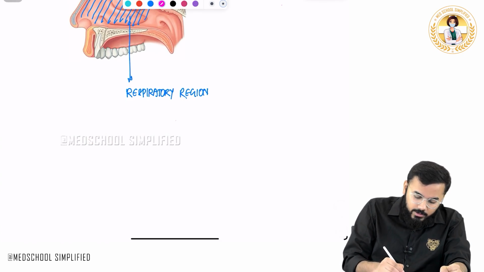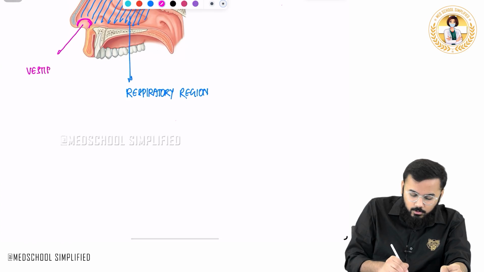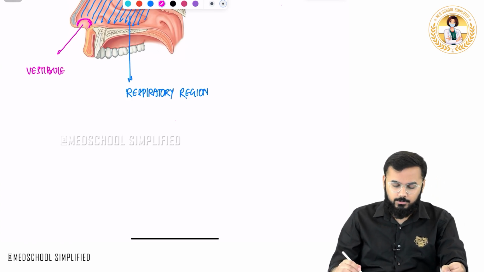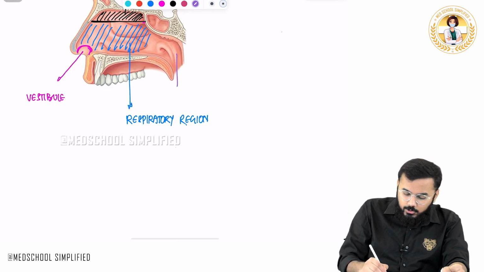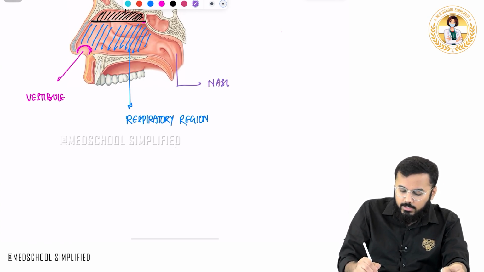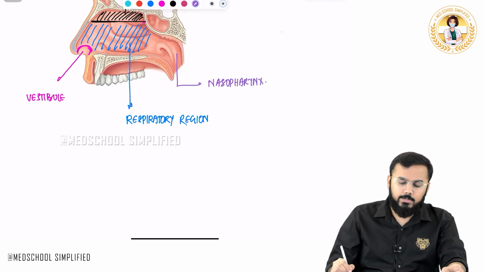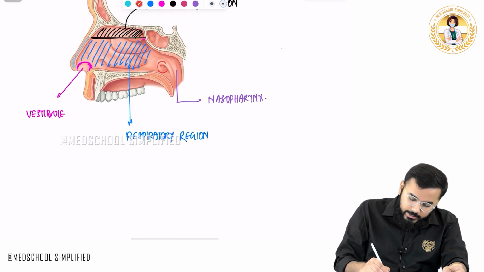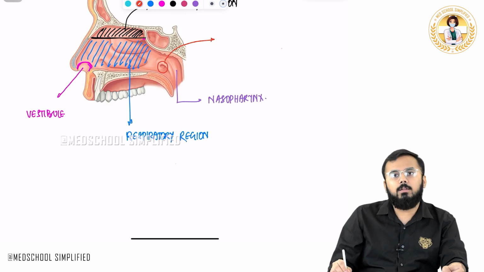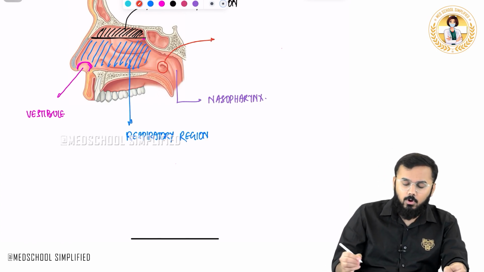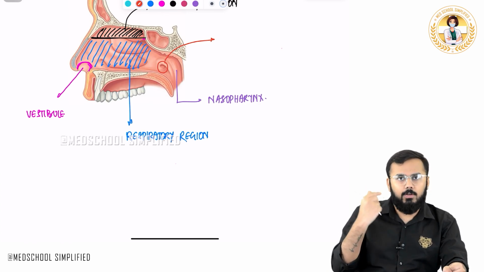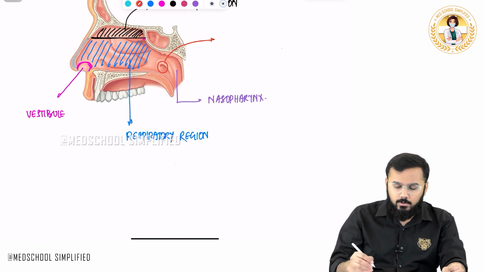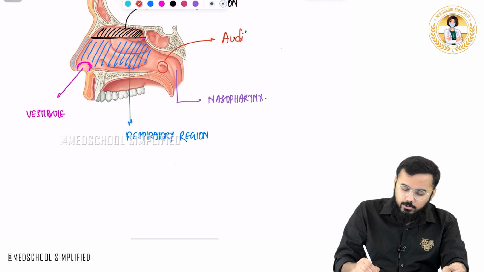Next, in the front over here, this particular region is called your vestibule. And this part which you can see over here is called your nasopharynx. Next, you see this tiny opening here. This tiny opening is nothing but the opening of the auditory tube. You know, the auditory tube or eustachian tube or the pharyngotympanic tube. So that is the auditory tube opening.